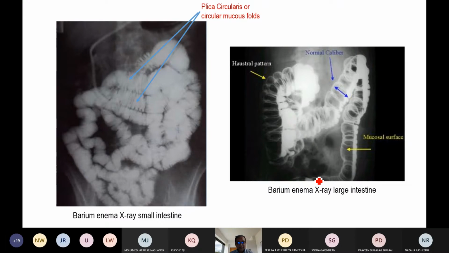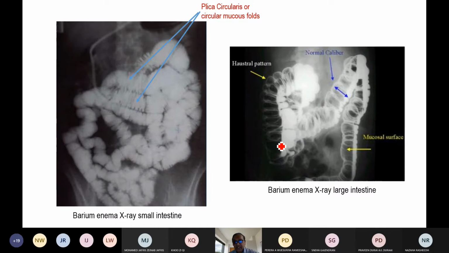Normally, small intestine luminal diameter should be less than 3 centimeter, large intestine less than 6 centimeter, cecum less than 9 centimeter. Now, why does the large intestine show this type of pattern?